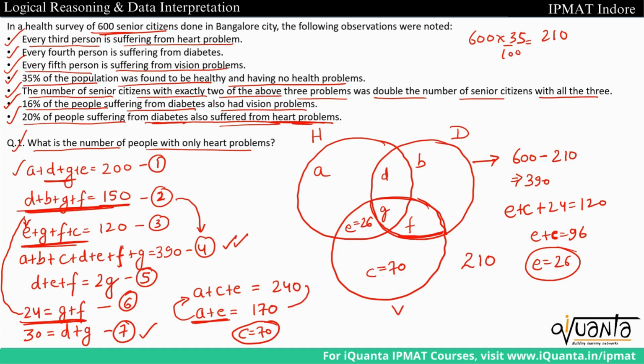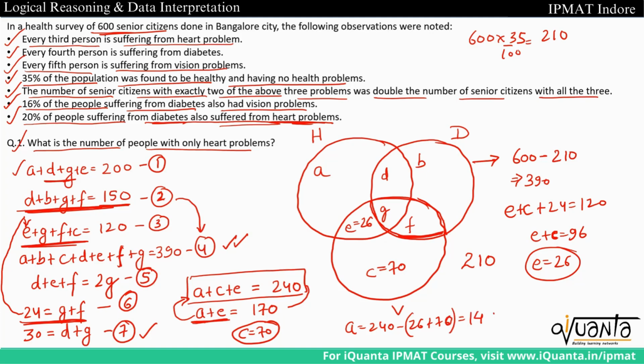So I have the values of two variables now. As soon as we get the value of C and E, we have this equation over here. If I put the values of C and E into this, I'll be getting the value of A. So A will be equal to 240 minus 26 plus 70. This will be 70.